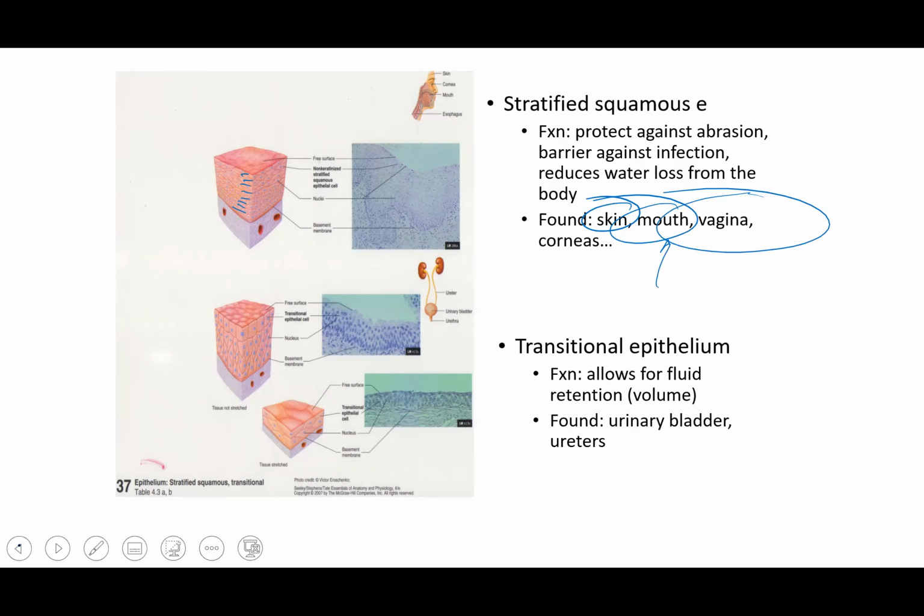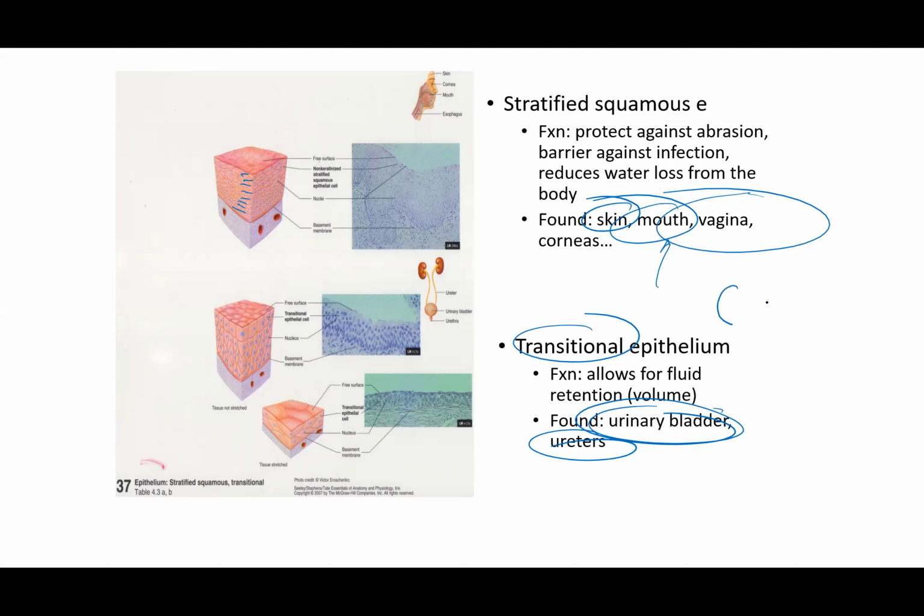Yeah, last one, then we'll take a break. Transitional epithelium. So that means it's in motion, it's moving. You find this in the urinary bladder and the uterus. If you think about it, if your bladder is empty, then the cells kind of look like this.